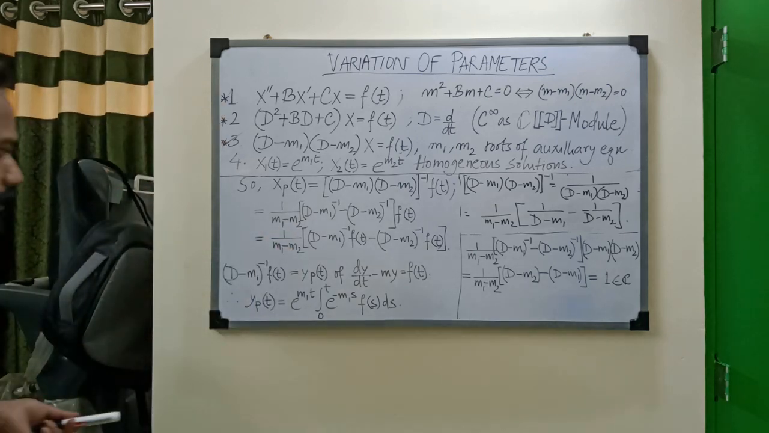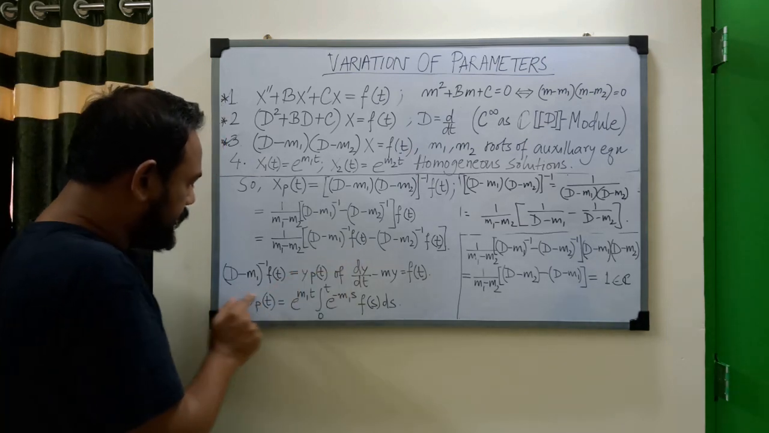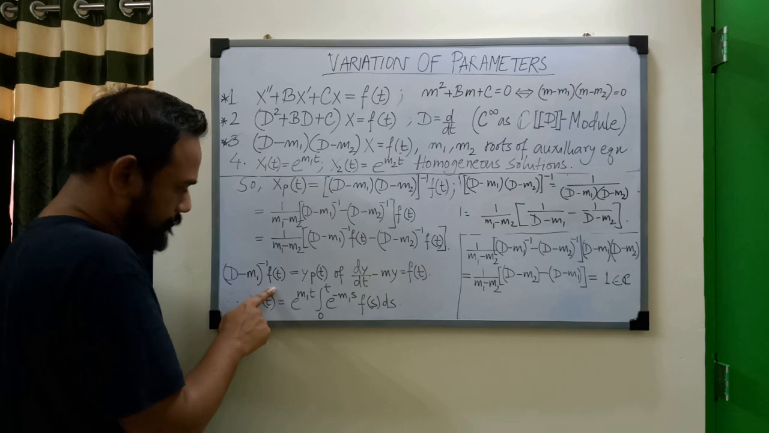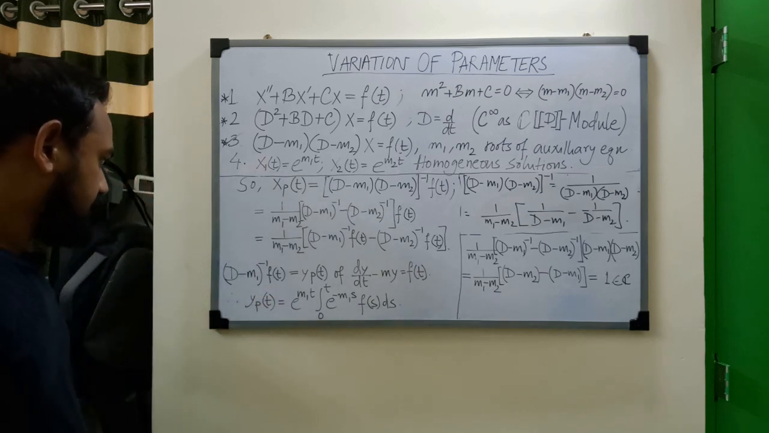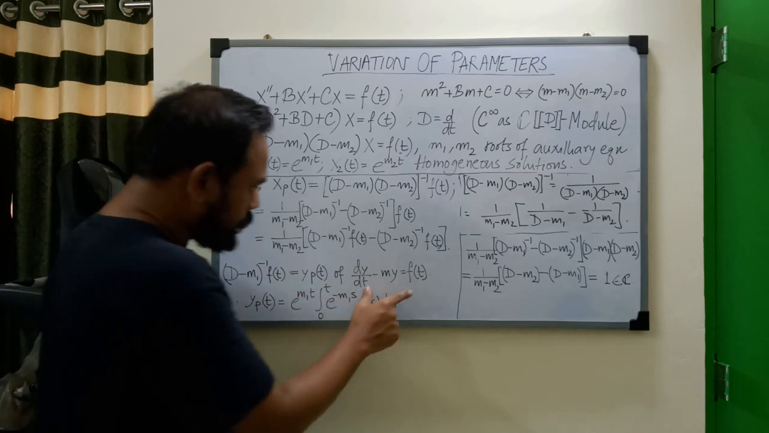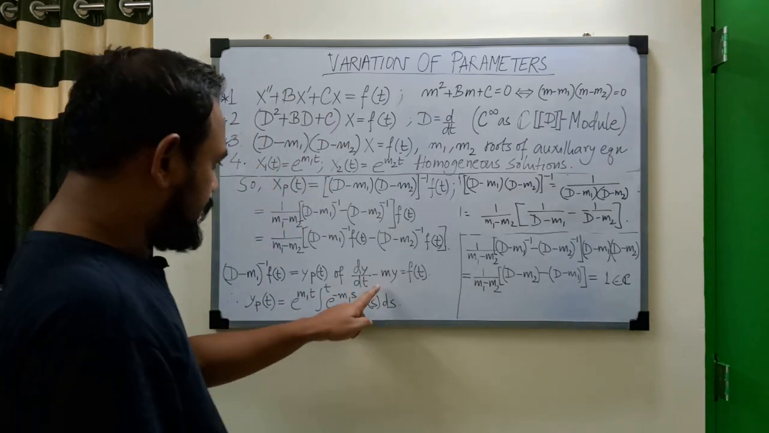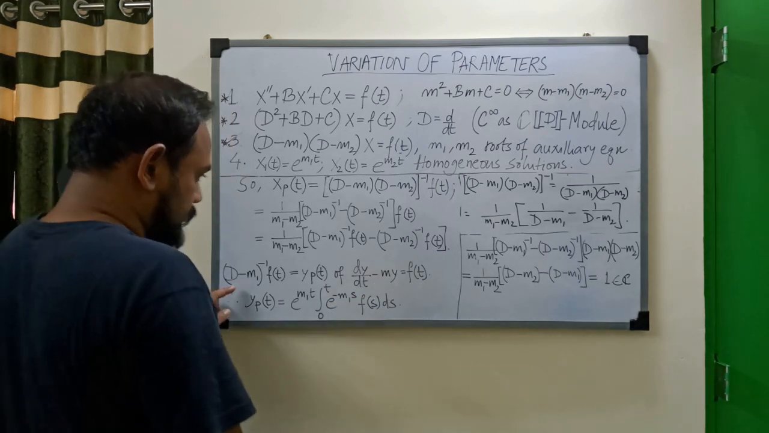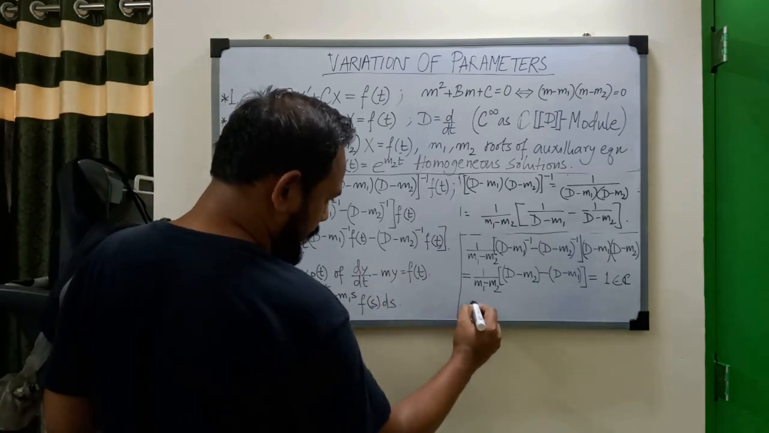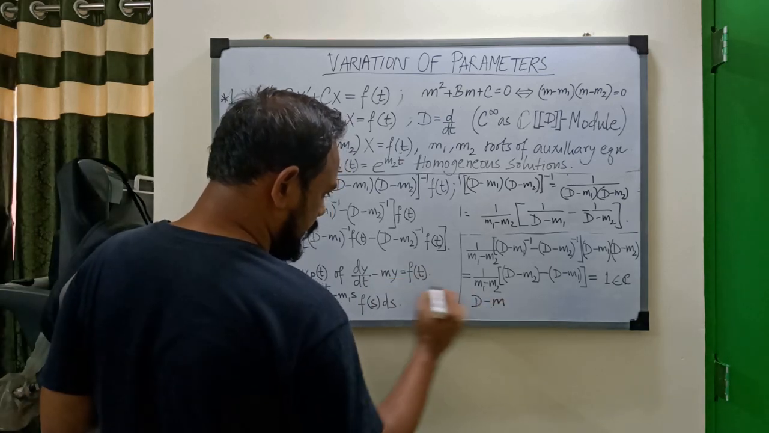Now, if you remember, what exactly is this? So let's just focus on this: D minus m1 inverse on f. Well, that's just a particular solution of a differential equation, which is this. If you remember.